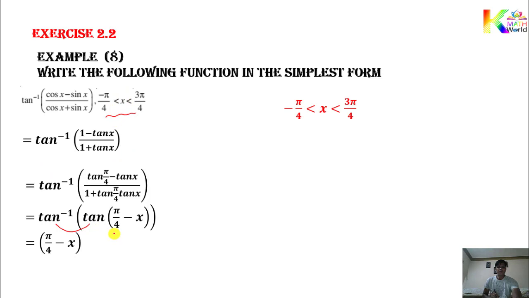Okay, if you see this angle, what is the angle there? Pi by 4 minus x. If you consider this as theta for simplicity, tan inverse of tan theta, then the answer should be theta. But that holds whenever this theta lies in your range of tan inverse. What is your range? Minus pi by 2 to pi by 2, open interval.